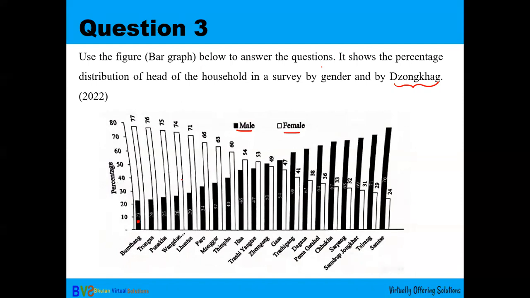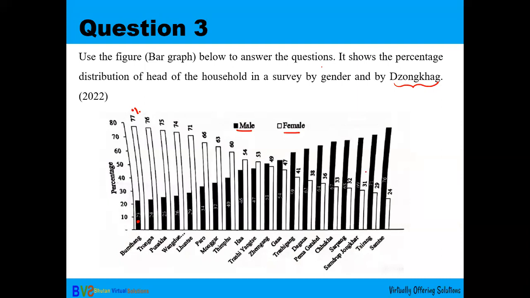But 77% of the households, for example, in Bumthang with 100 households, in 23 households the head of the household is male. The rest of the 77 households, the head of the household is the female. All right, it is the female.